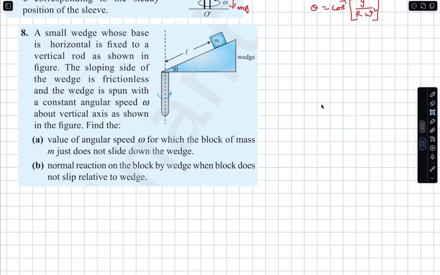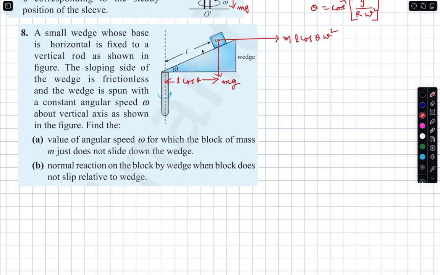The value of angular speed omega for which the block of mass m just does not slide down the wedge. It's an easy question. The only thing you need to properly manage is the pseudo force m. You know what the radius is here? L cos theta. So m l cos theta omega square. What about the other force? Weight force.